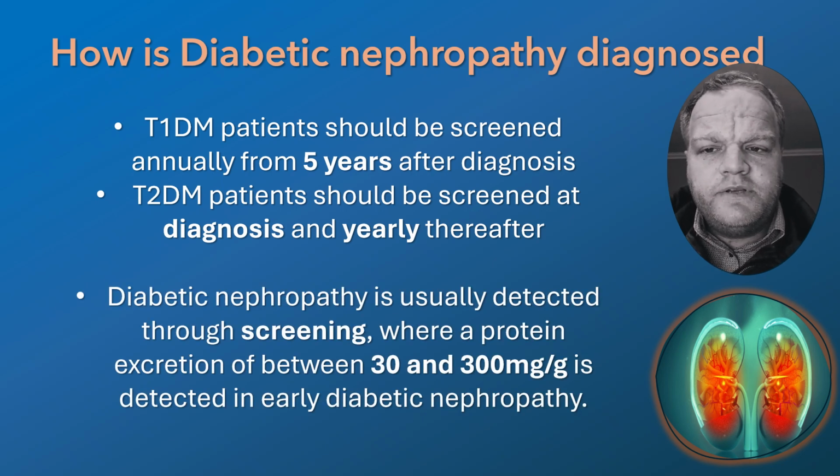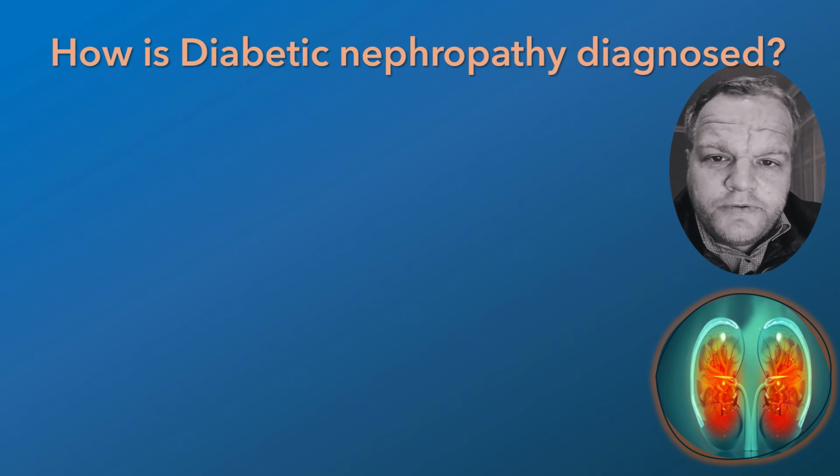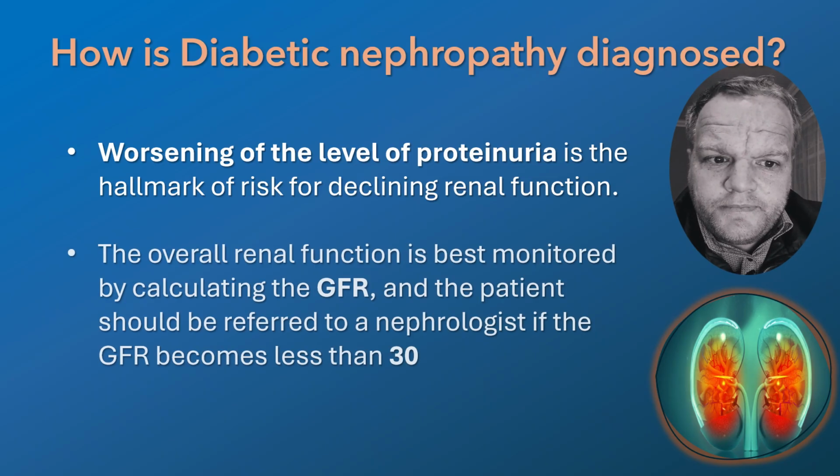Diabetic nephropathy is usually picked up on a spot urine sample where there's a protein secretion between 30 to 300 milligrams per gram. Worsening of this level of proteinuria is the hallmark feature of progressive diabetic nephropathy and possible renal function impairment. The overall renal function should be calculated by determining the eGFR for each patient, and these patients should be referred to a nephrologist if the GFR drops below 30.